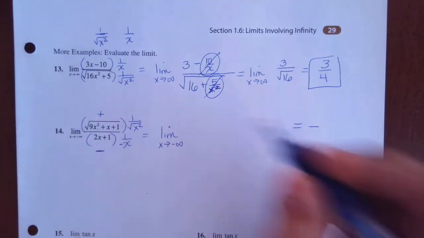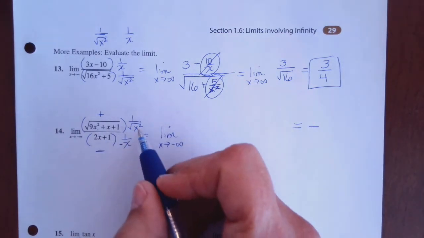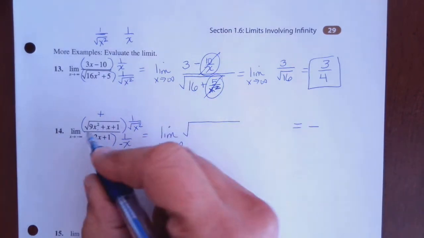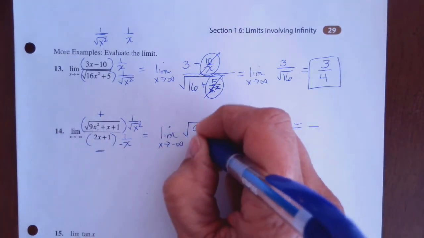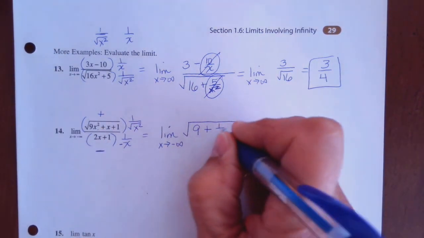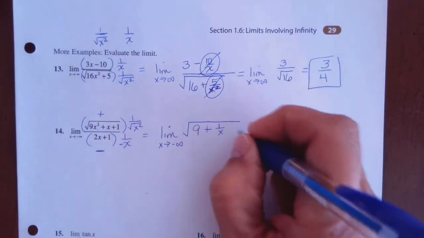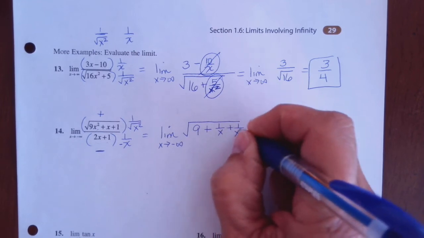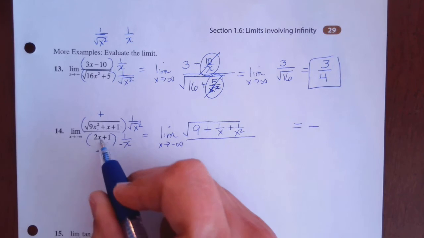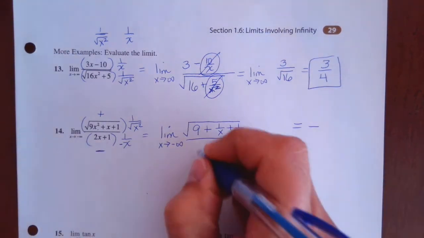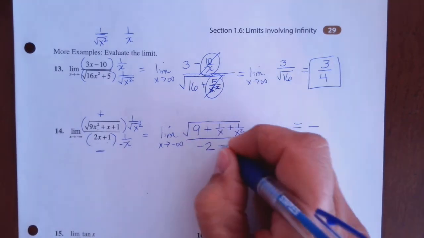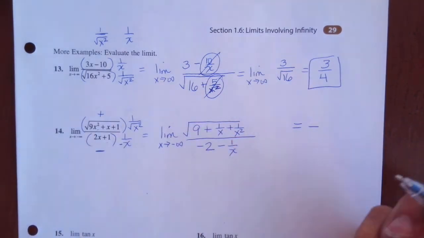All right, so let's go ahead and multiply the top by 1 over x squared. It's a square root in the top, so we're going to leave it. So 9x squared divided by x squared is 9. X times 1 over x squared will give me 1 over x. And then 1 will give you 1 over x squared. All right, in the denominator, 2x divided by negative x gives you negative 2. And then 1 divided by negative x, negative 1 over x.